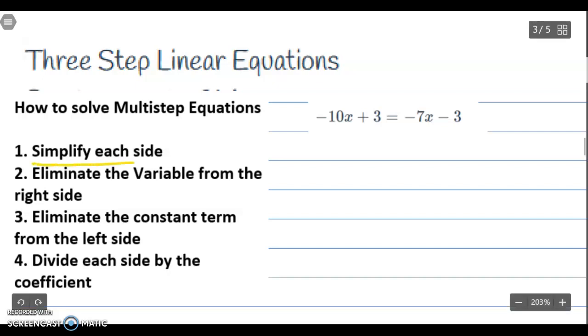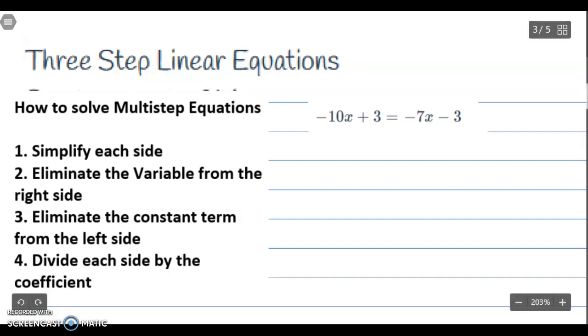The first step is to simplify each side. The next step is to eliminate the variable from the right side. Next is to eliminate the constant term from the left side. And then next, divide each side by the coefficient. So we'll go over the variable, the constant, and the coefficient all the way through here, okay? So let's take a look at our first example.